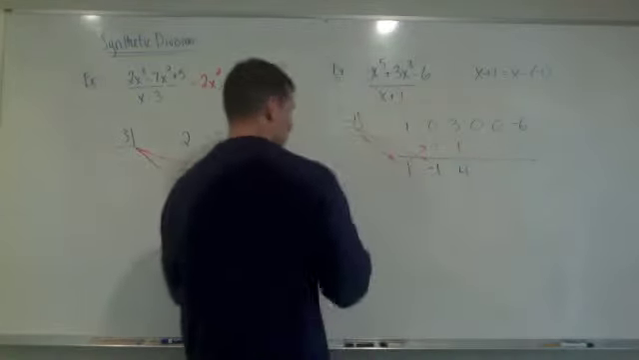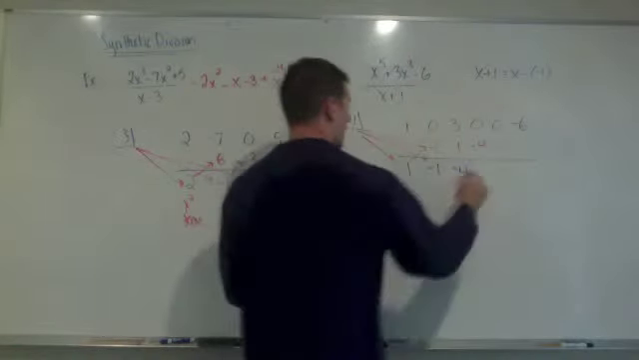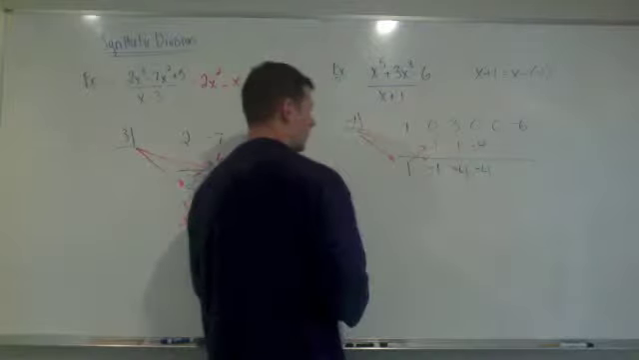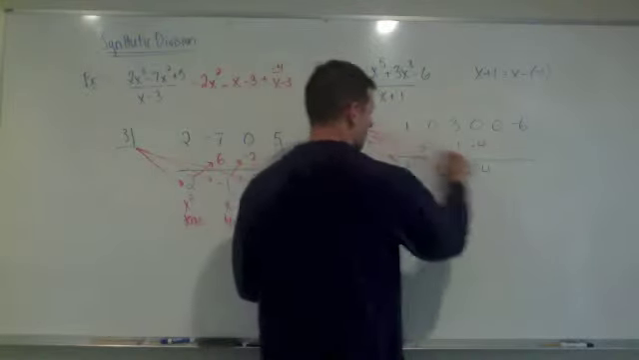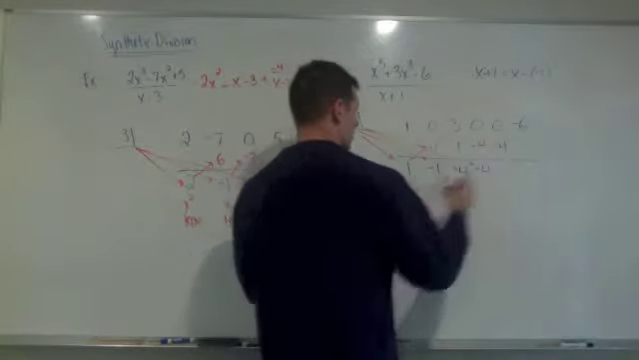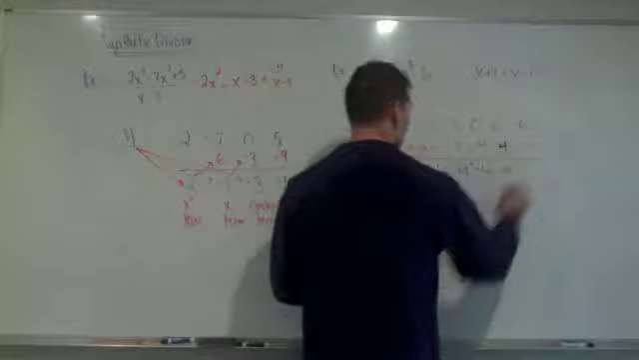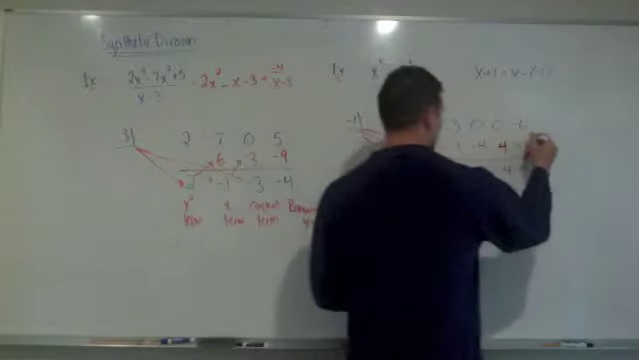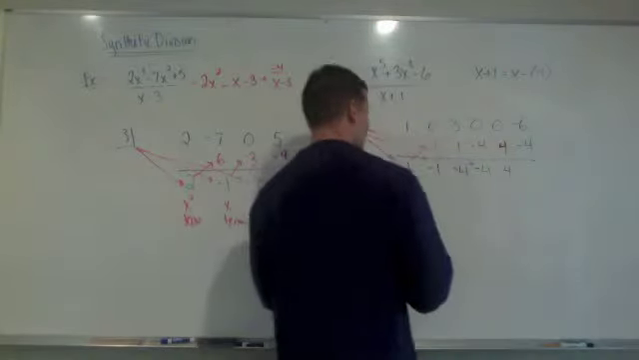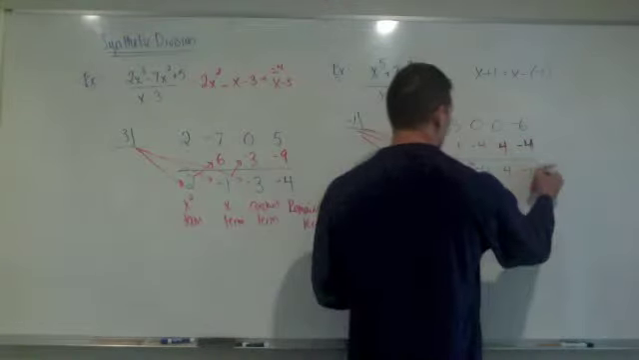4. Multiply gives me negative 4. Add down, negative 4. Multiply gives me positive 4. Oops, wrong color. Add down, 4. Multiply, negative 4. Oh, wrong color again. Add down, negative 10.